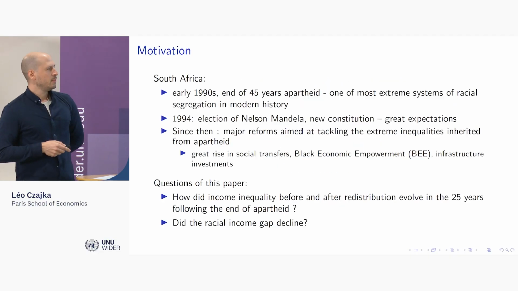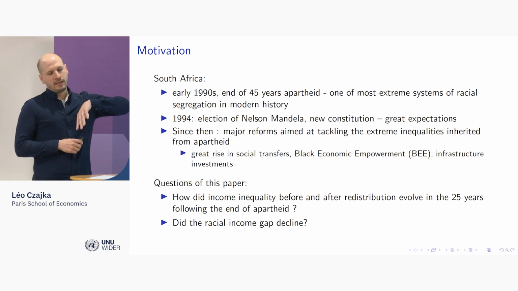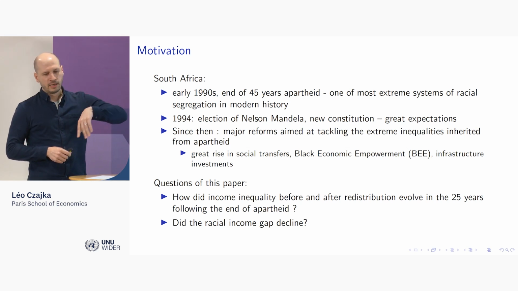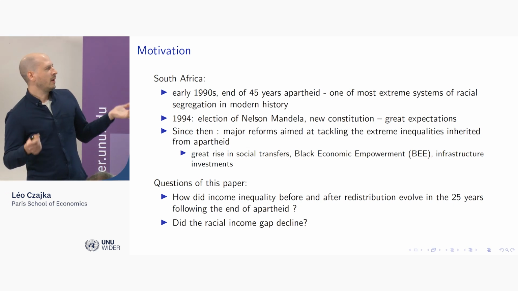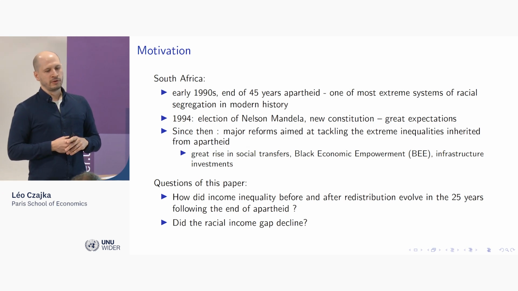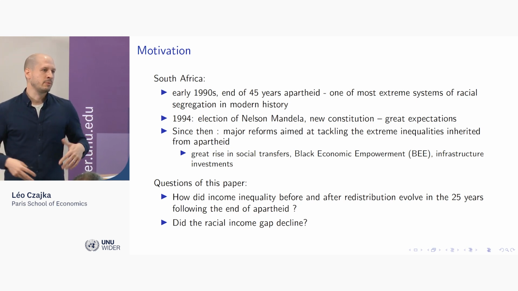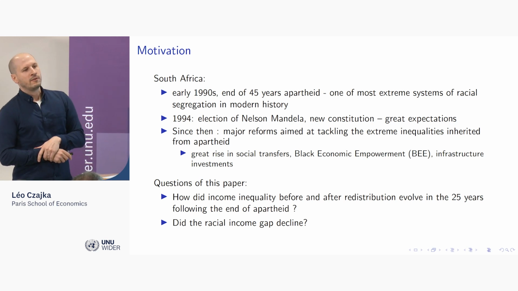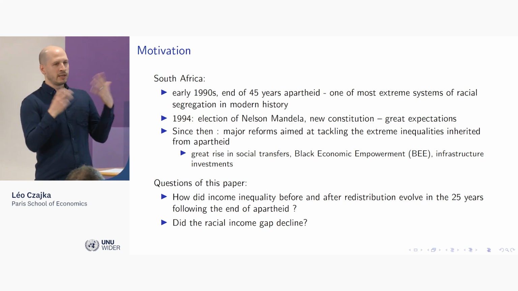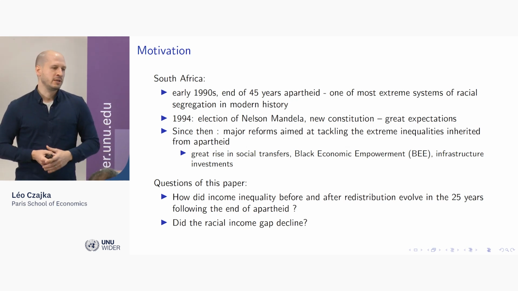Today I will present this paper, which is about income inequality before and after redistribution in South Africa. In the early 1990s in South Africa, it was the end of 45 years of apartheid. Apartheid, as we all know, is one of the most extreme systems of racial segregation in modern history. In 1994, there was the election of Nelson Mandela, and there were great hopes that the situation would change. Since then, there have been major reforms of the public system, including a great rise in social transfers, with the objective to reduce inequality, and in particular racial inequality.